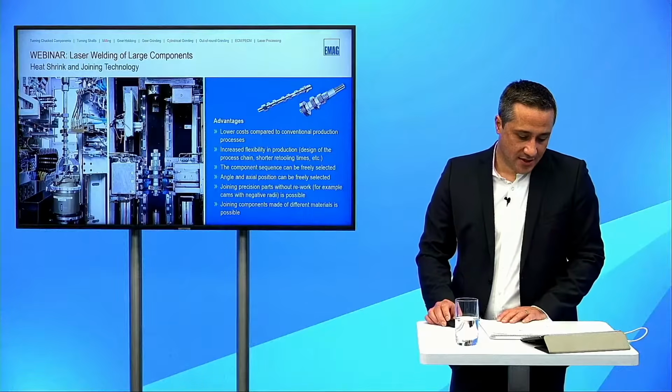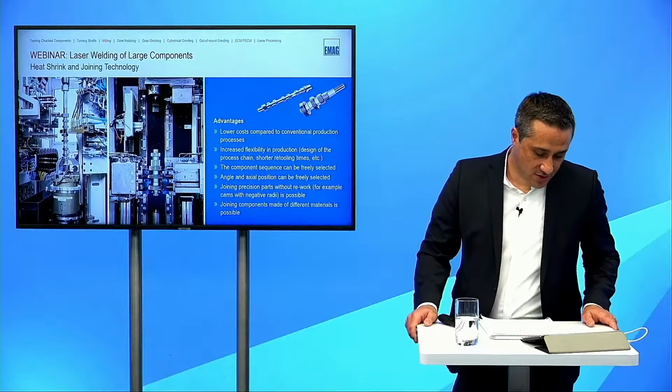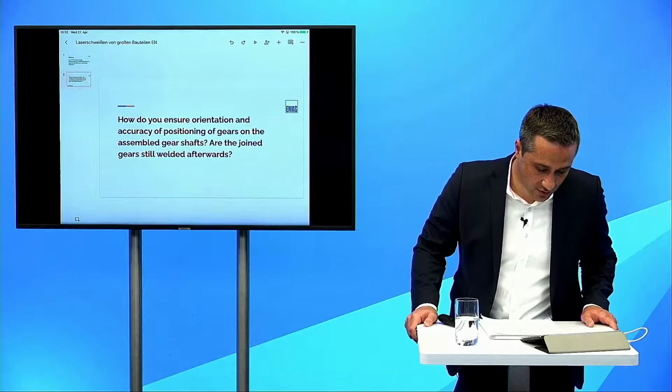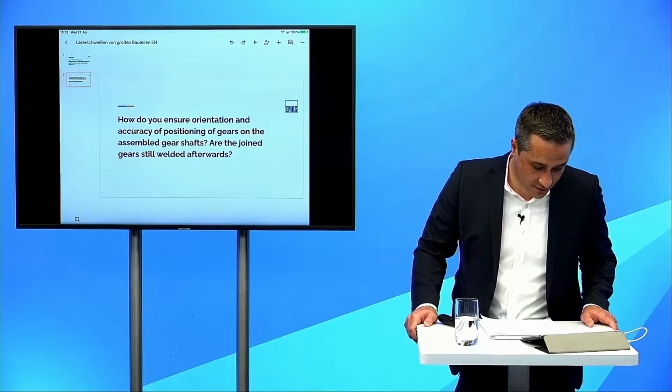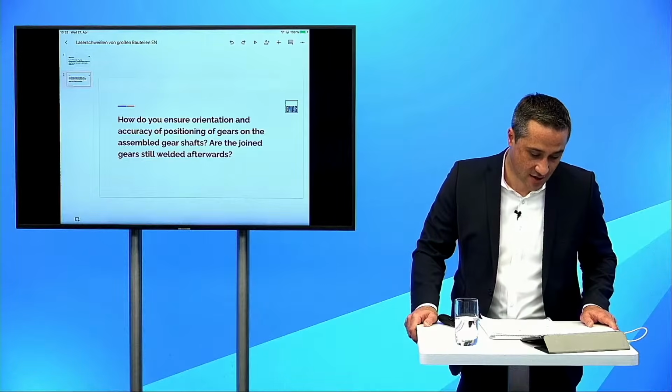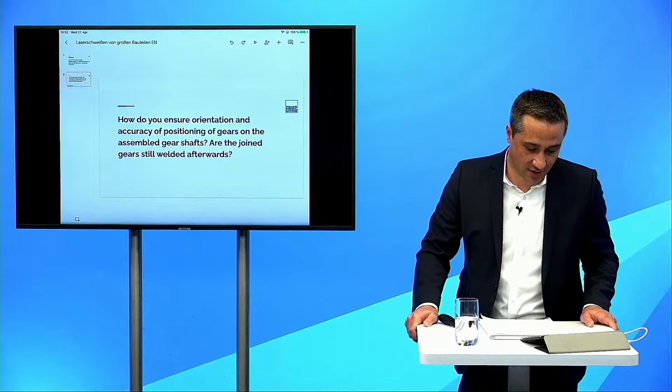Now I see an additional question in regards to the heat shrink and joining solution. How do you ensure orientation and accuracy of the positioning of gears on the assembled gear shaft? Are the joint gears still welded afterwards?